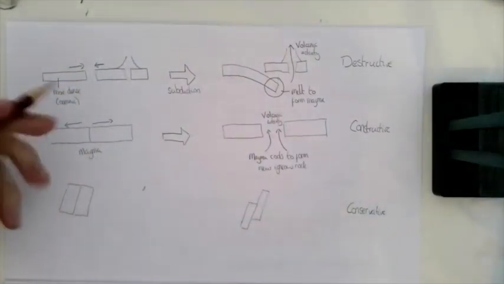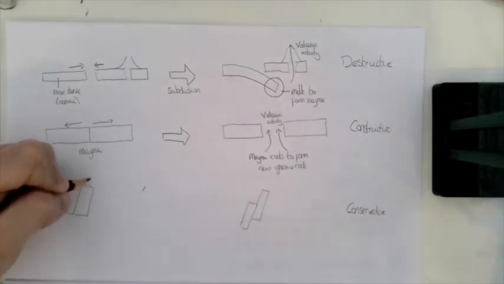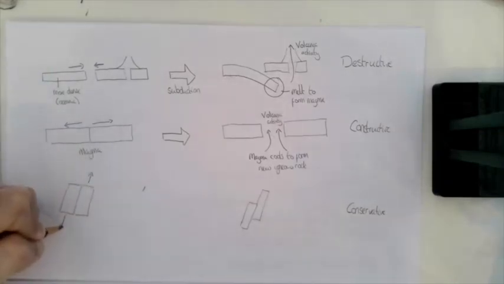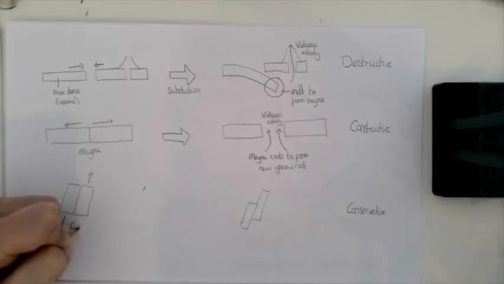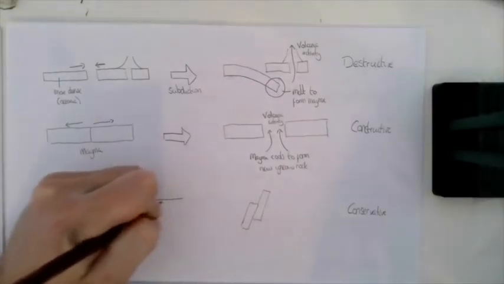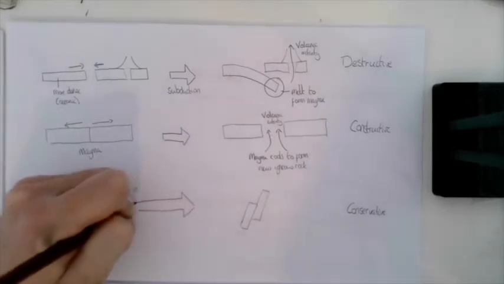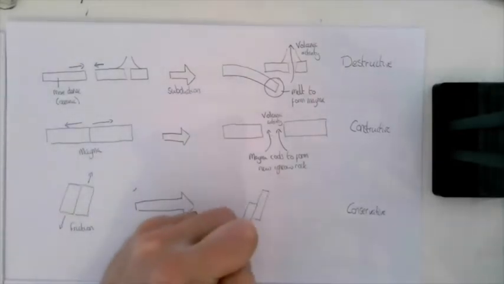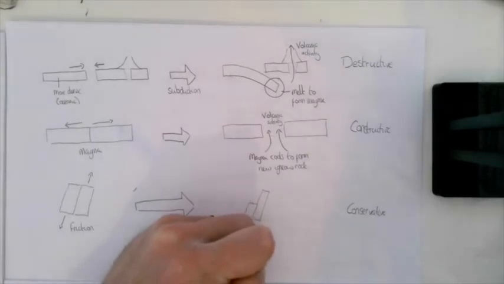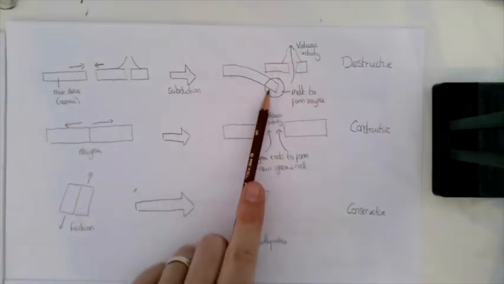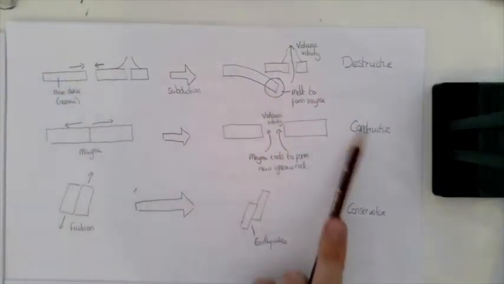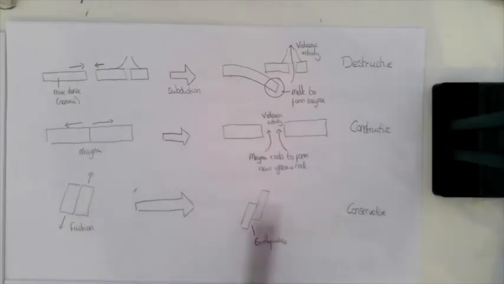The final type is a conservative plate boundary. This is when the two plates don't move in or away from each other, they just move and rub up against each other. The friction as they rub up against each other, so you can see them moving in the diagram there, is going to lead to earthquakes. So move together, destructive, destroying some of the plate; move apart, constructive, so making new rock; and then move side by side is going to cause earthquakes, which is a conservative plate boundary.